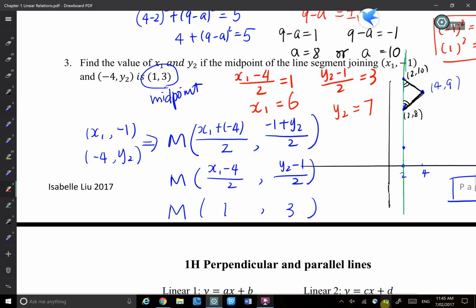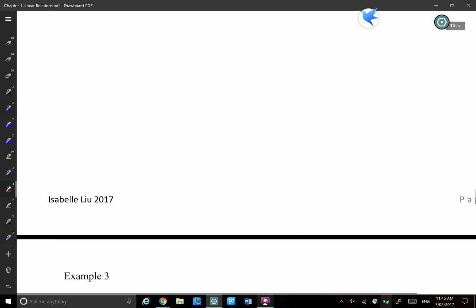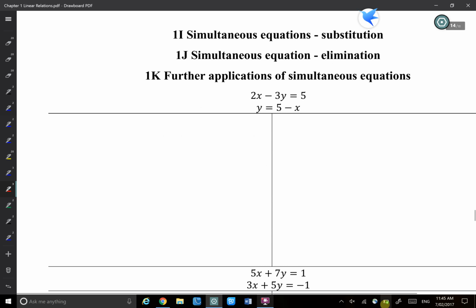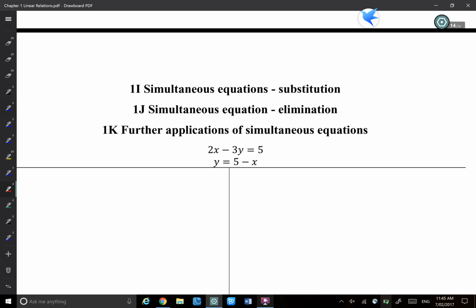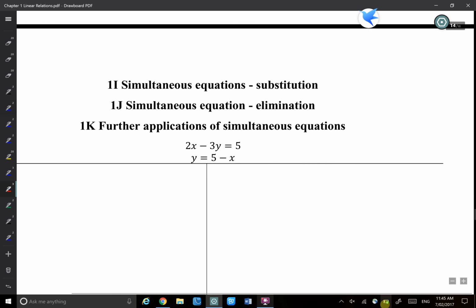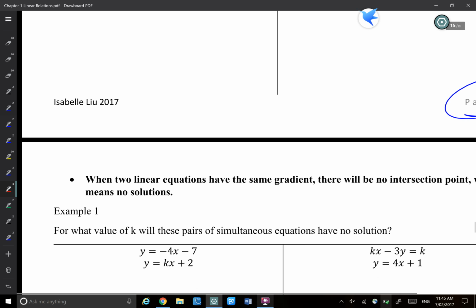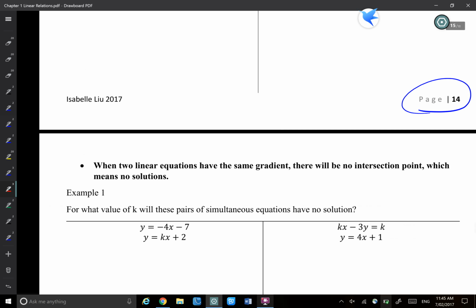That's page 11. So I'm not going to continue today, but I want you now to do page 14. I want you to do page 14 now.